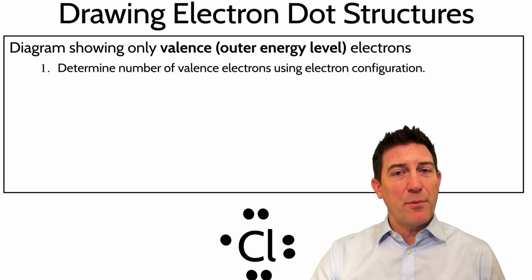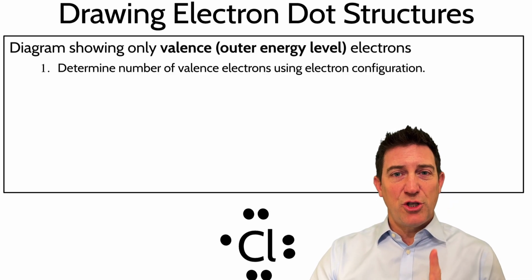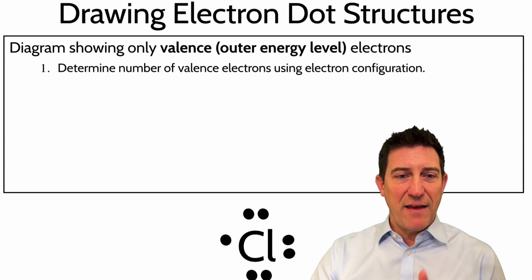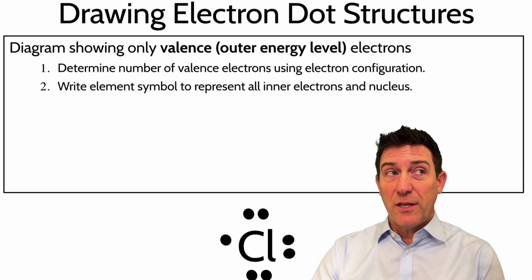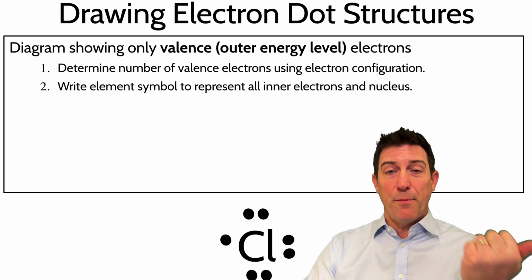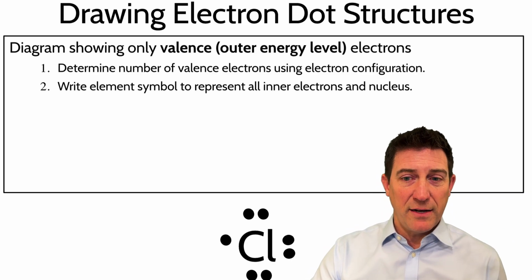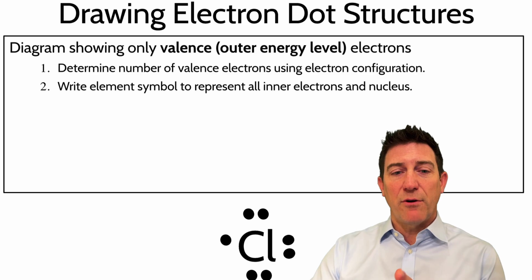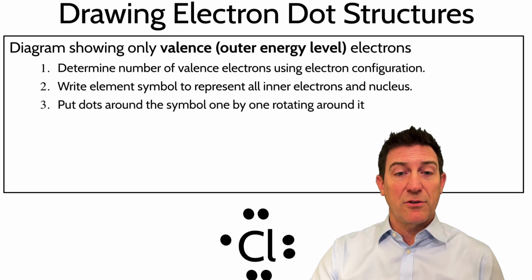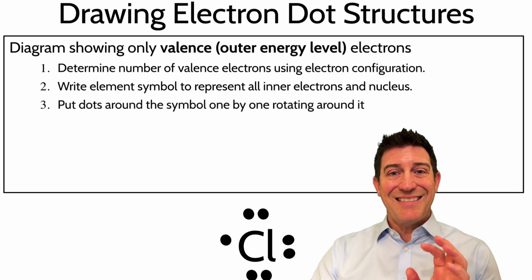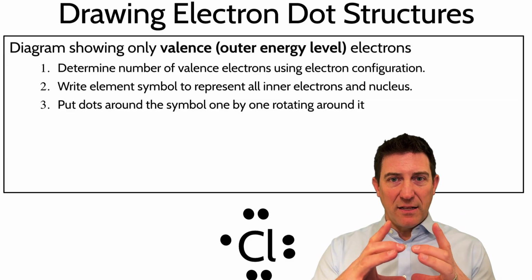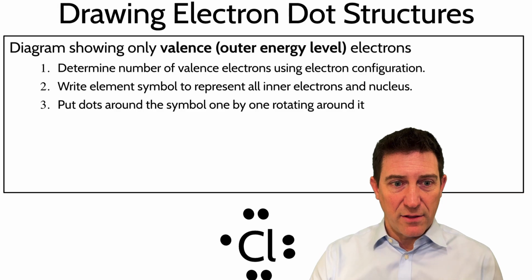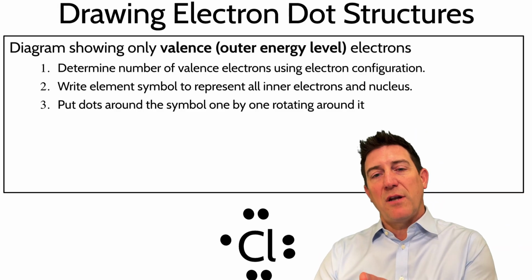Now, you need to remember that the electron dot structure is just showing the outermost or the valence electrons. So how do we figure that part out? Well, there's an earlier lesson to walk you through that. If you need to go back there, look in the description and you can find it. But we write out the electron configuration and we determine the number of valence electrons. Then we put a symbol in the center. You can see that with the chlorine there. The chlorine is the Cl in the middle, and then the dots around the outside are the valence electrons. So we put the dots around the outside.